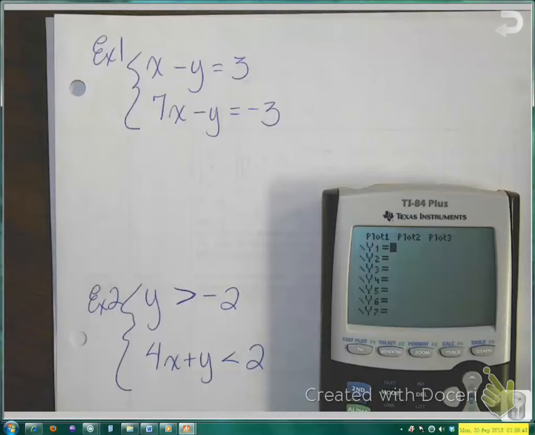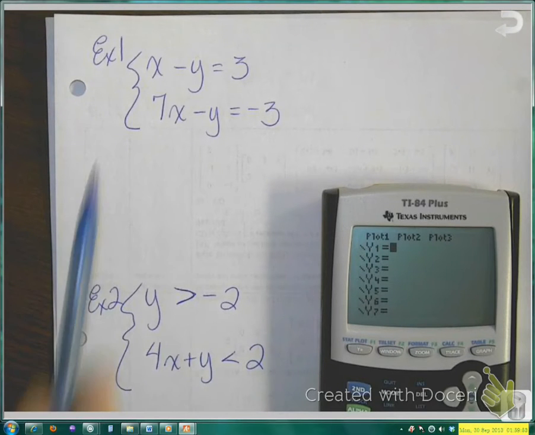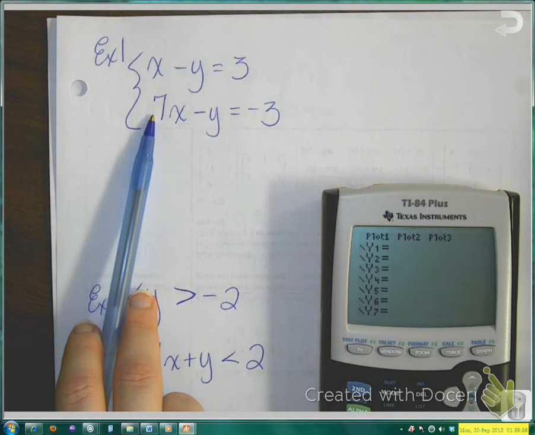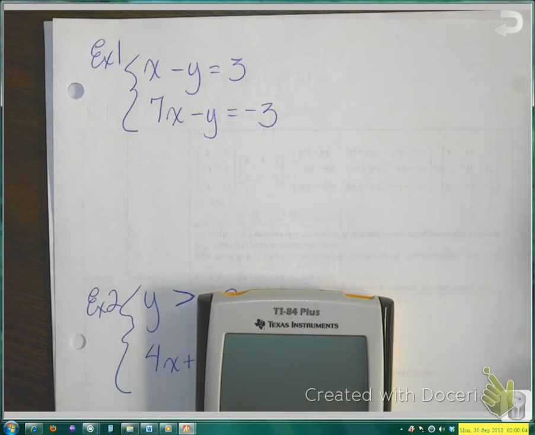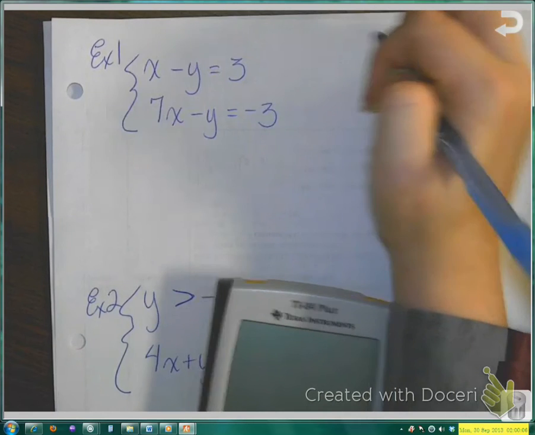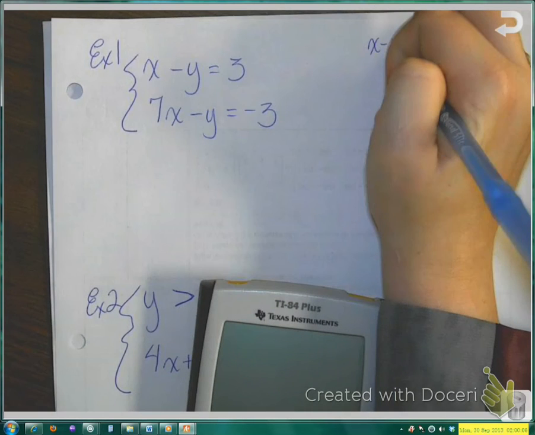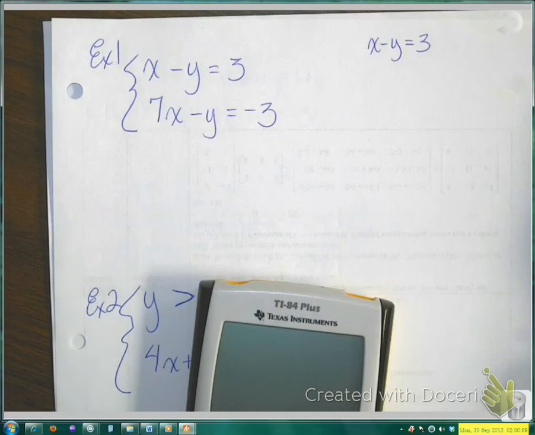Today we're going to check the math problems for checking the solution for our system of equations. So here we have an example of a system of equations. Now if you remember, the first thing we had to do in order to plot our system of equations or graph them was to solve for y. So I'm going to come over here off to the side, and my x minus y equals 3.